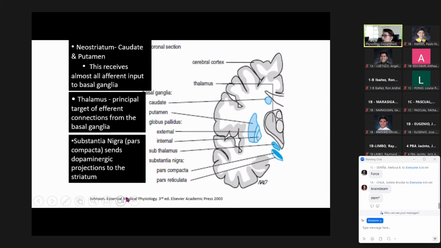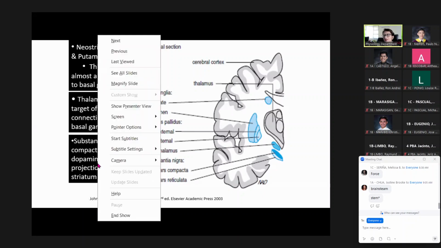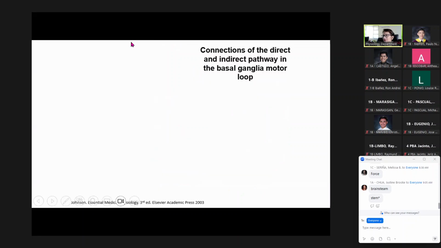Okay, now what about your substantia nigra? Specifically the substantia nigra compacta. This will send dopaminergic projections to the striatum. Dopaminergic. So ang neurotransmitter natin dito is dopamine.